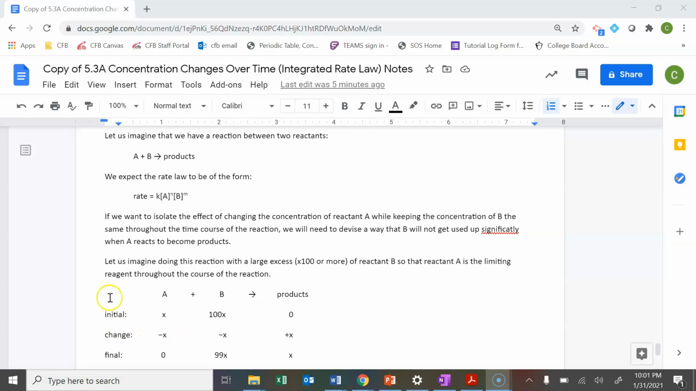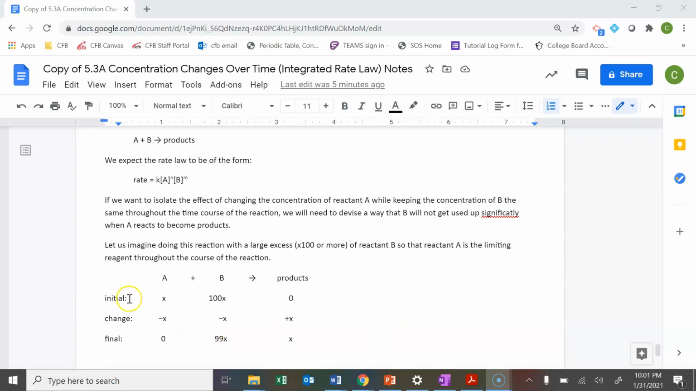So this diagram, and by the way, we're going to talk about ICE tables later. This is kind of a preview of something we'll do when we get to equilibrium. But we've got our initial amount. We've got X. We're just calling the amount of A that we have X. And B, the other reactant, we have 100 times as much, so it's 100X.